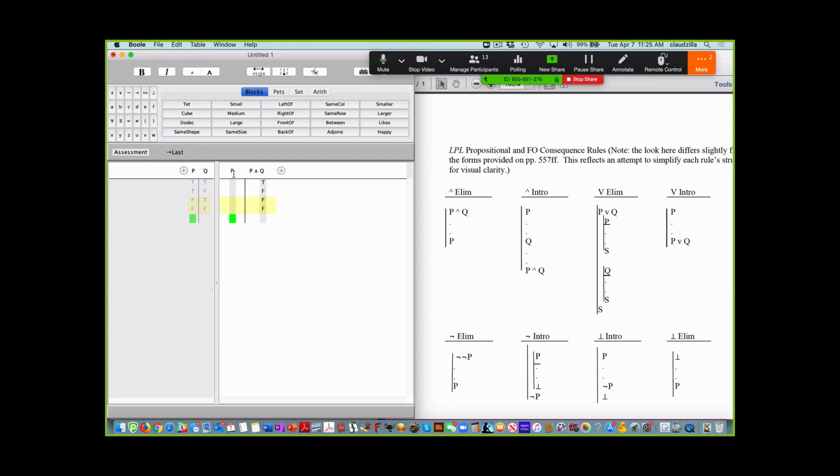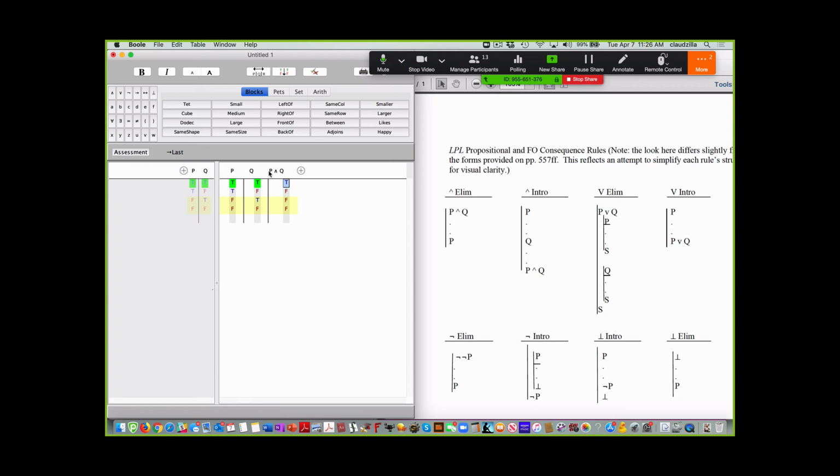If I have P and I have Q, right now we can see that there's no connective operating on P, operating on Q, so we simply repeat the values. And again, sorry about the lack of alignment here.